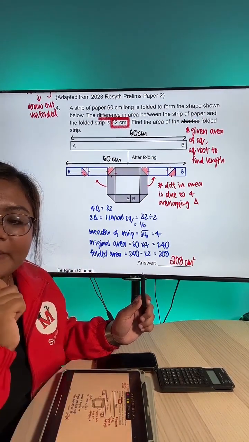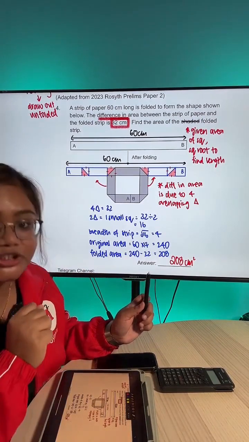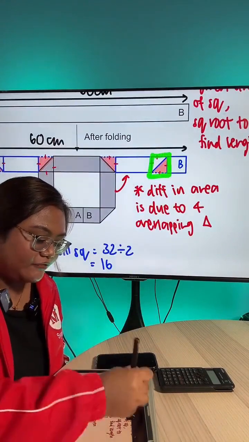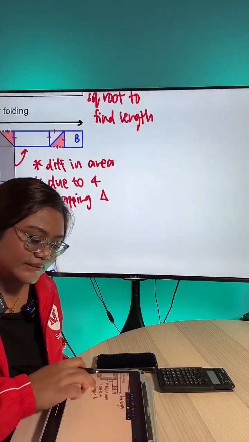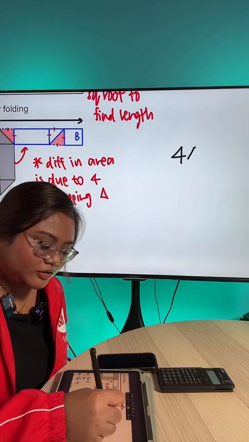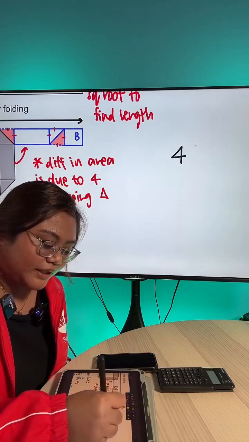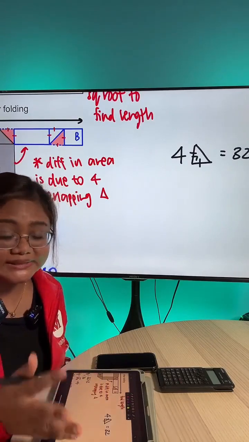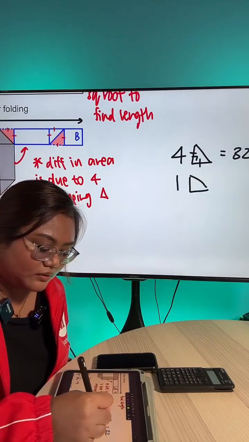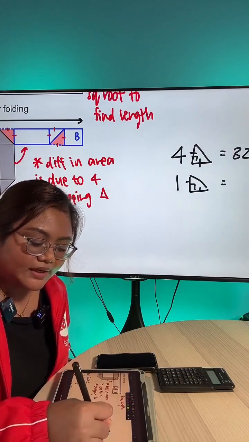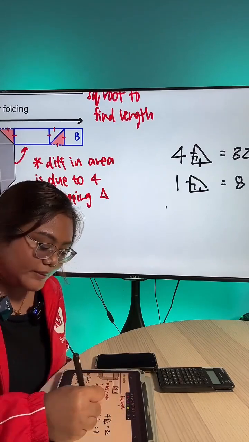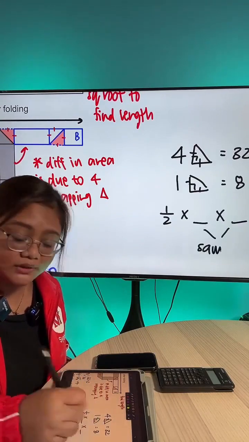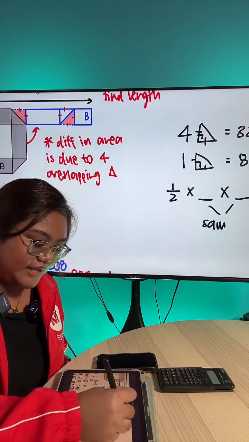Okay, why divide by 2? Why not divide by 4? Good question. I divide by 2 because I want to find a square. If you divide by 4, let me show you at the side here. Okay, if I have 4 right angled triangles, this is 32, right? So 1 right angled triangle is 8. 8 times 4, 32. So I must find half times what times what? Same number to give me 8.